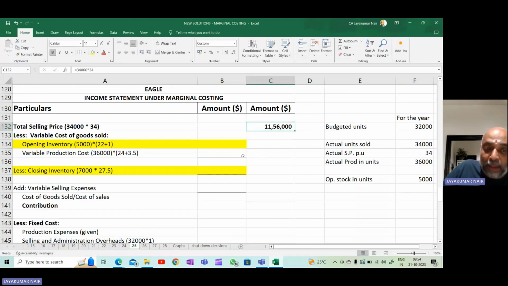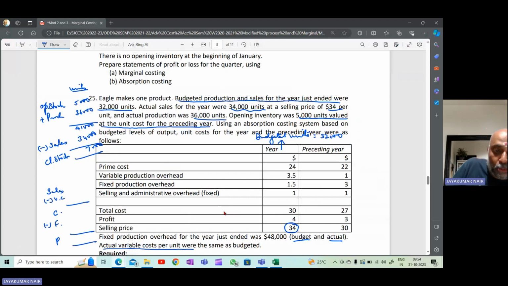From the total sales, you have to subtract the variable cost of the goods sold. So we have to take into consideration all the variable cost. Remember, we had opening stock in the sum, which is 5,000 units. The sentence says opening inventory was 5,000 units valued at the unit cost of the preceding year, because this opening stock was not produced in this year. It was produced in previous years and remained unsold, so it becomes the opening stock for this year. So it should be valued at the unit cost of the preceding year.